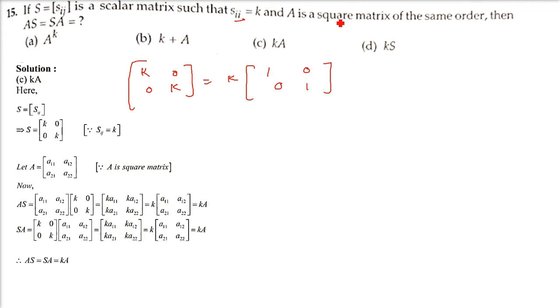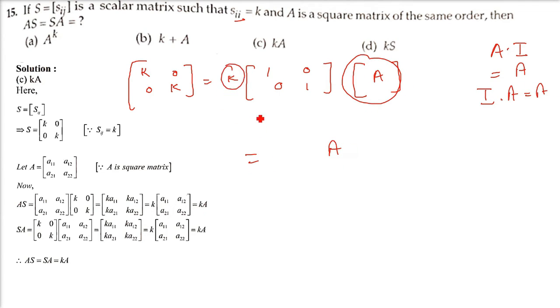Now it is saying that A is a square matrix of the same order, then A into S and S into A equals what? So I'll just take any matrix, and if I multiply any matrix with an identity matrix, A into identity will always be the A matrix. So identity matrix into A will also be A. So identity matrix into A is going to be A, and k is outside. So whatever you do, it will be k into A. This is the logic.